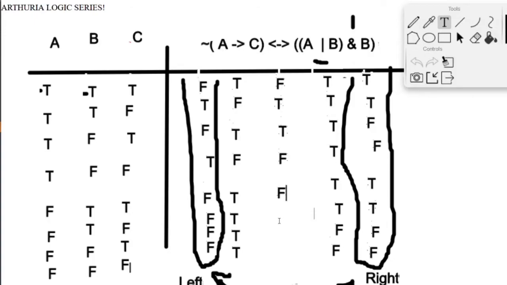So that would be false. This would be false. And then this would be true. And then this would be true.